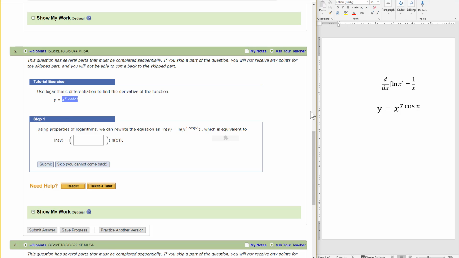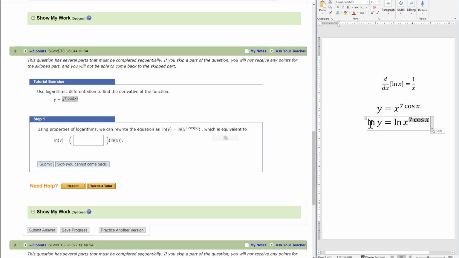So what we're going to do is take the natural log of both sides. And I have it here in my little Word file. So let's take this expression and take the natural log of both sides. We're actually taking the ln of y, and then we're going to take the ln of this. And now when we take the ln of the right hand side, we have the ln of something raised to a power.